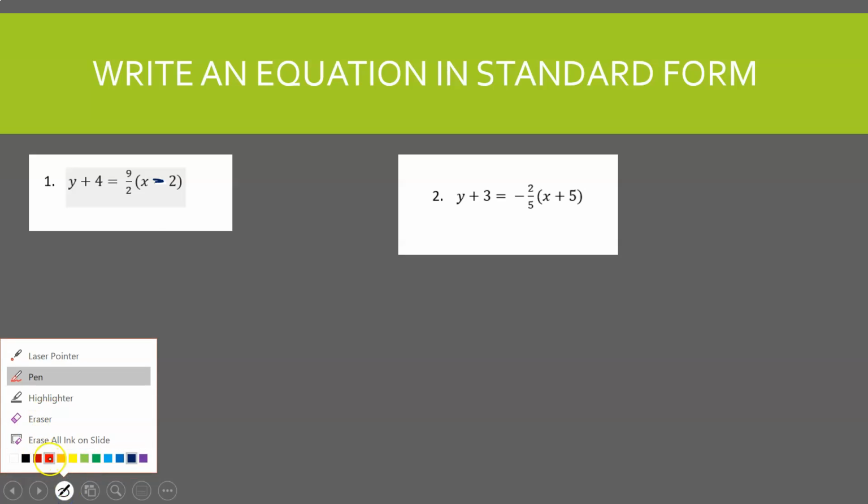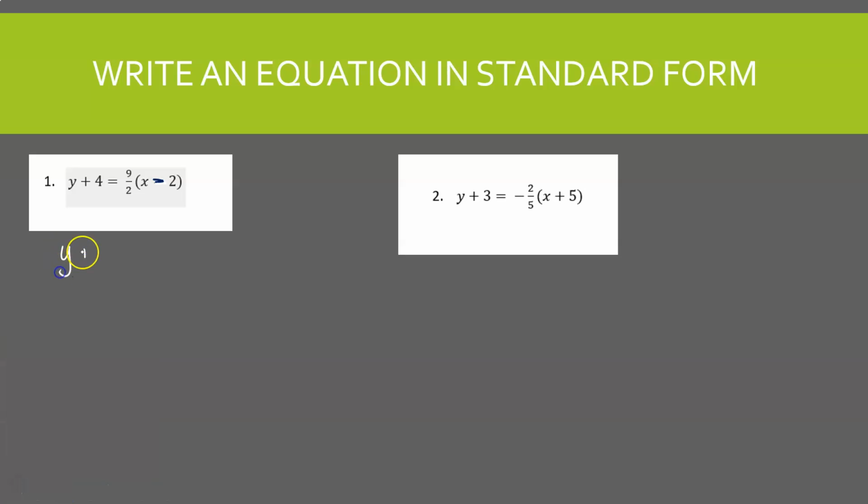All right, let's see what we have. We have y plus 4 equals 9 halves x minus 18 halves. Okay, so now we got to bring this x over here. So I have negative 9 halves x plus y plus 4 equals negative 18 halves.